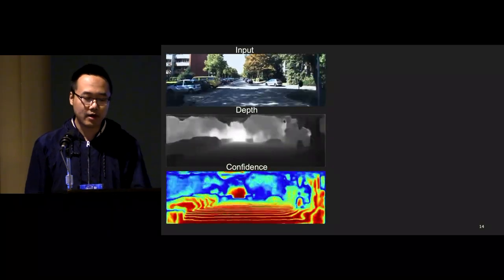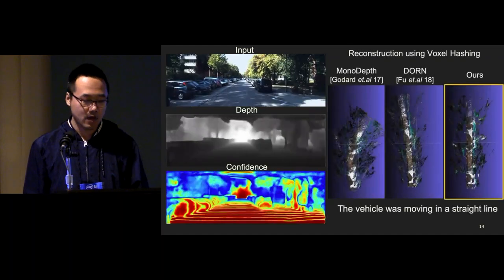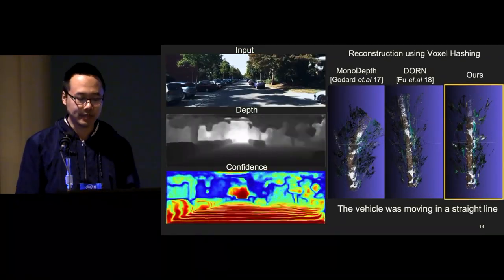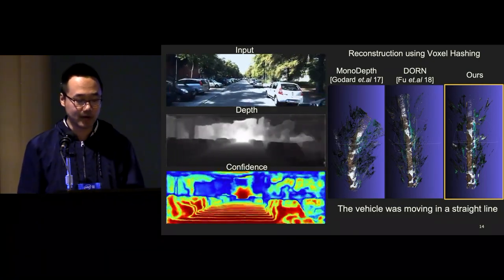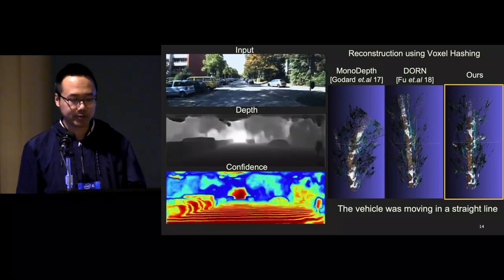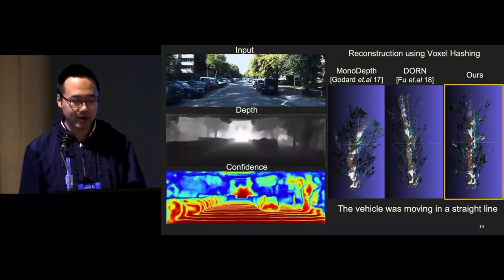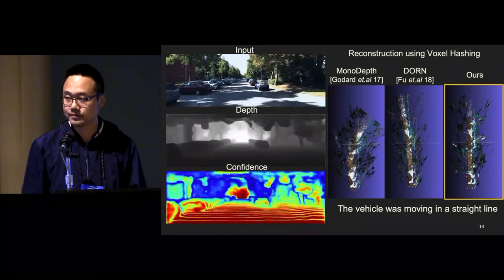We also evaluate our method on outdoor RGB videos. We apply voxel hashing to reconstruct the 3D structure of the street from the estimated depth map sequence. Within the sequence shown here, the vehicle was moving in a straight line. The reconstructed street view from above, compared with other methods, shows that our algorithm reconstructs the street more faithfully.